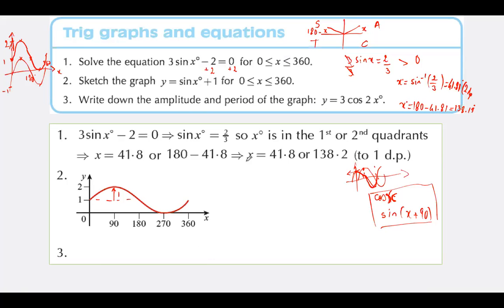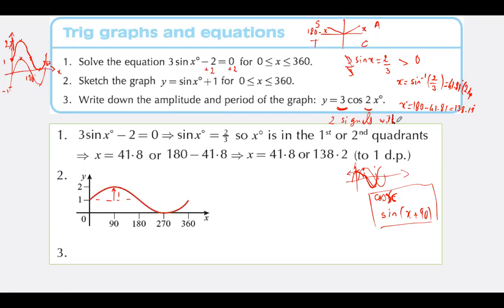So for the last question, we've been asked to find the amplitude and the period. So remember what we said. Normally a cos is just 1, so the amplitude just becomes the number in front of it. And I've got 2 signals within 360. So you say 2 signals within 360.